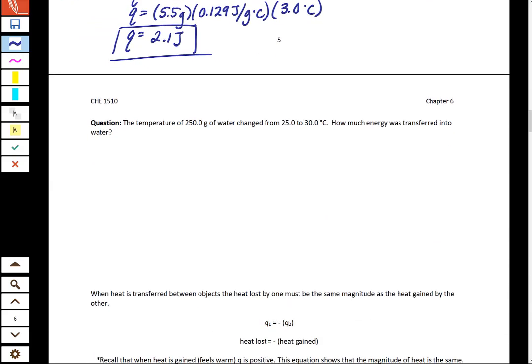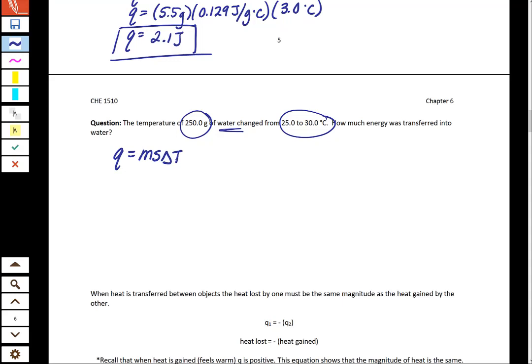So this is a similar question, and instead of talking about a specific heat of a solid, we're talking about now a liquid. So we're talking about water. It says the temperature of 250 grams of water was changed 5 degrees. How much energy was transferred to the water? Great question. So let's write out the equation that we're going to use. We're given the mass and we're given a change in temperature. Because we're given the mass, that's going to lead us to believe we should use Q = MS delta T.